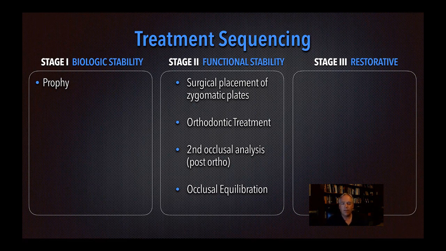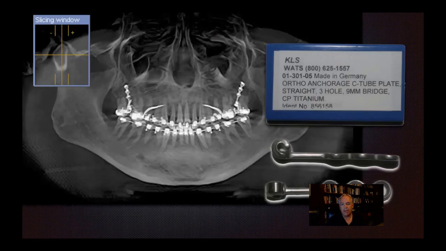We're going to need some help from zygomatic plates. I'll show you what they look like. The orthodontic treatment, the zygomatic plates are there to allow for intrusion. Then I'm going to do a phase 2 occlusal analysis to look at his bite again and then equilibrate him. So this is going to be both repositioning first and then reshaping by me.